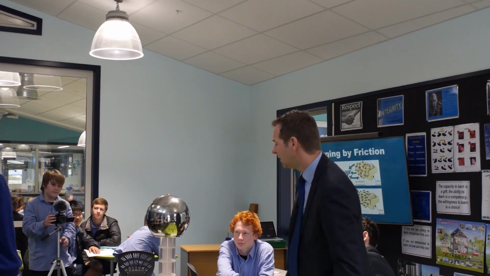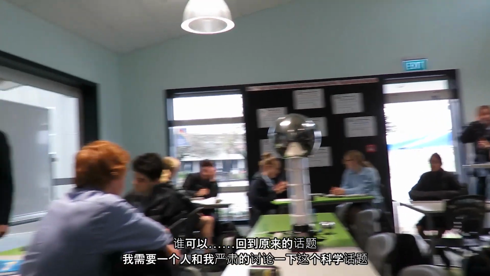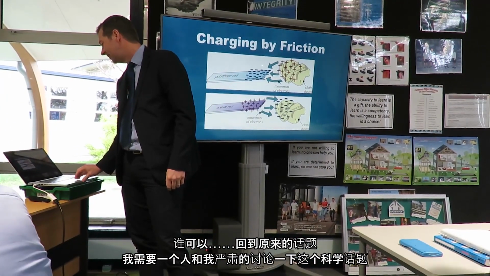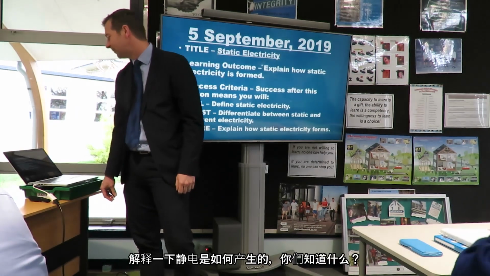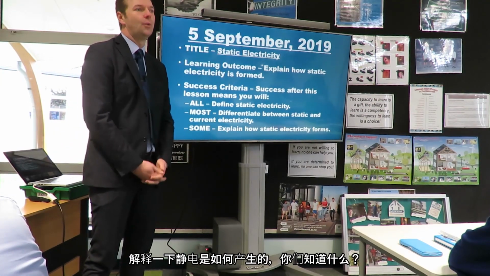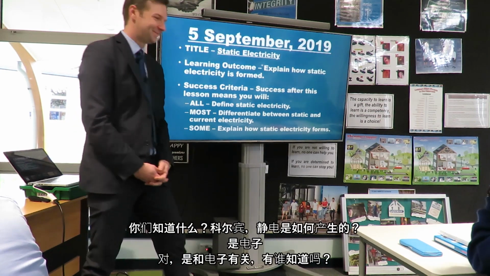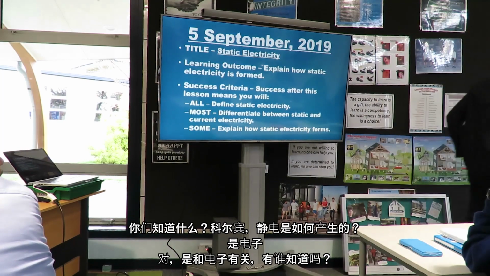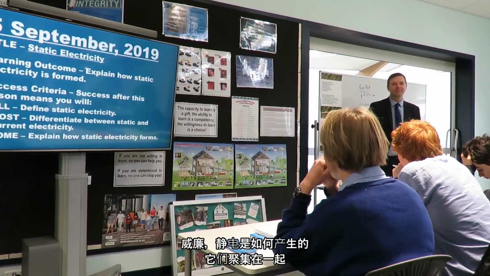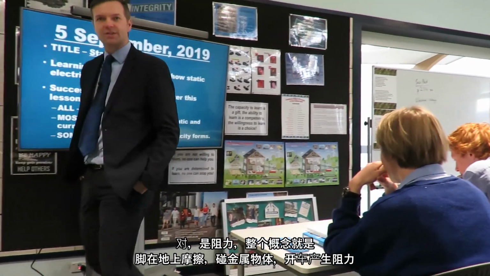All right, could somebody, let's go back here. I need somebody to have a serious scientific discussion with me and explain how static electricity is formed. Okay, what do you know? How is static electricity formed? Corbin? Pockets of electrons. Okay, all right. It has to do with electrons, good. Anybody else? How is static electricity formed? William? They rub together. Okay, so it's through friction.